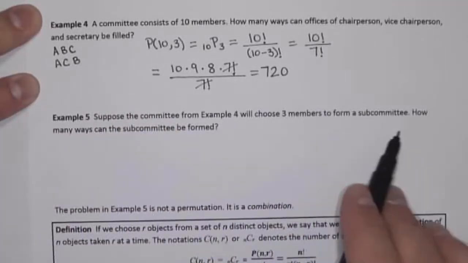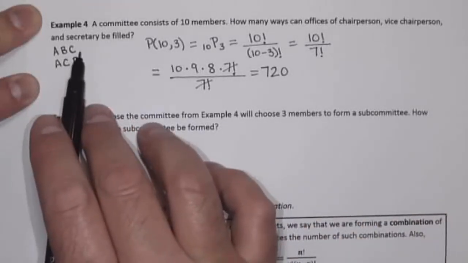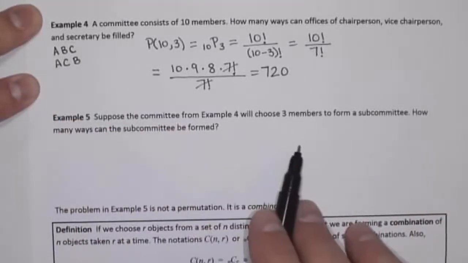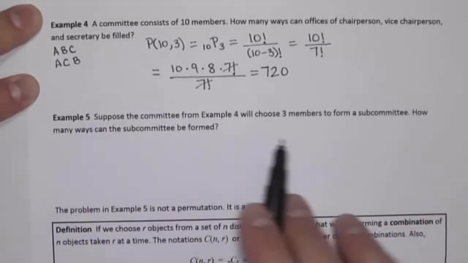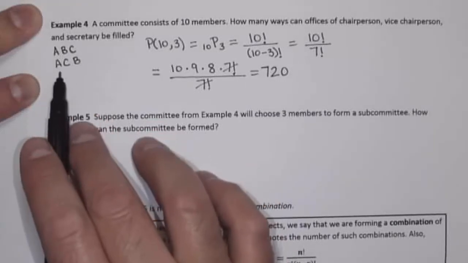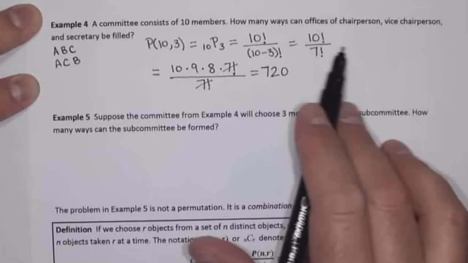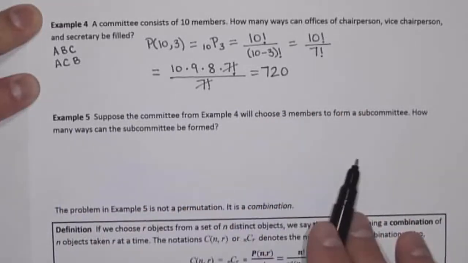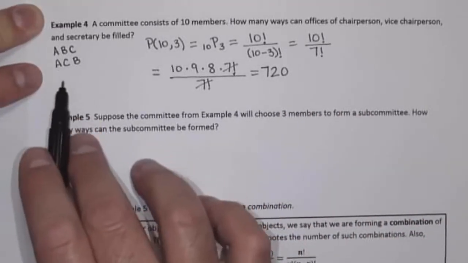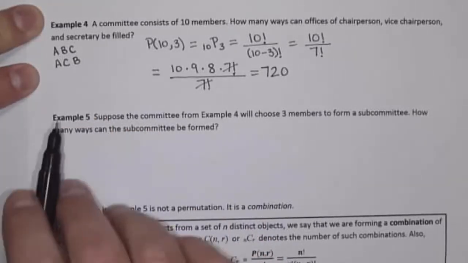If I'm selecting 3 individuals to be on the subcommittee, it doesn't matter who's first, second, or third, like it does in example 4. So the order that the individuals are selected has no meaning in example 5. So these 2 outcomes would be the same outcome in example 5, but they're different outcomes in example 4. That's the distinction. Well, how many different outcomes are possible if I'm selecting members A, B, and C?